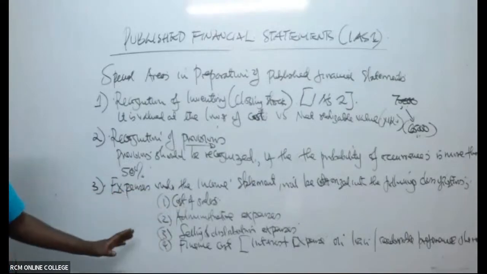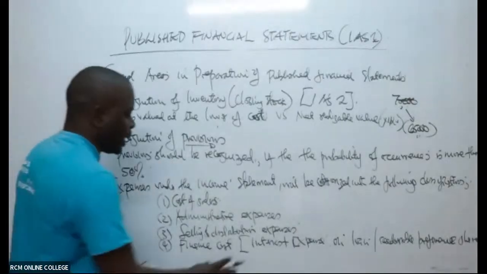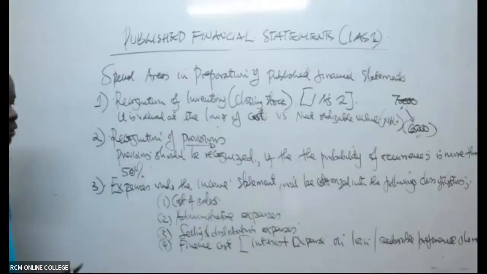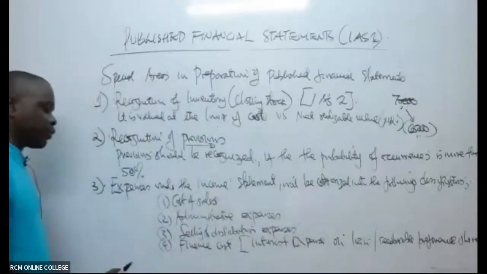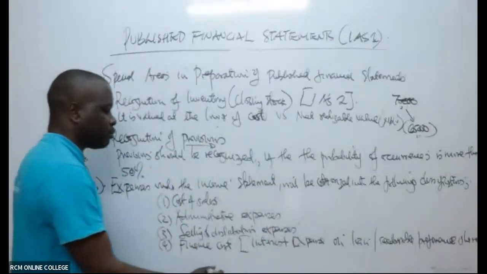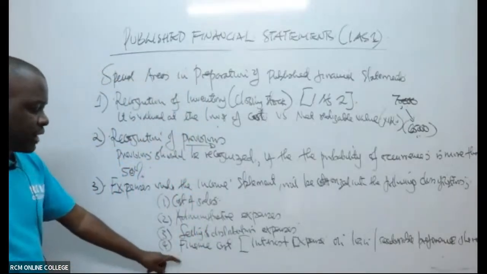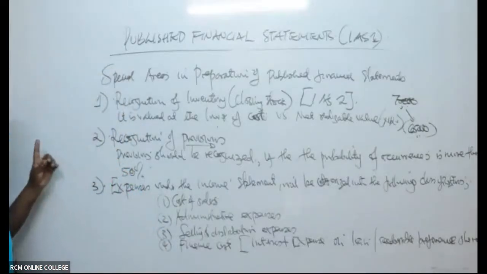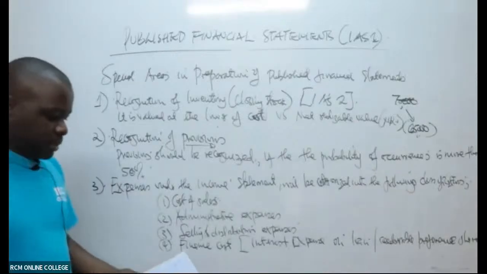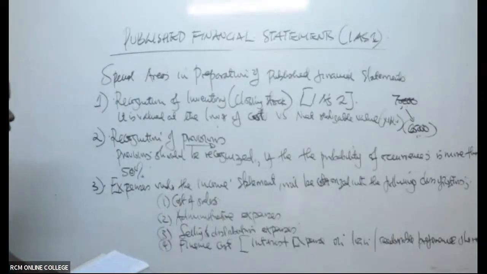So these are the key things to take note of: the figure for the cost of sales, you compute it separately, then include it as one figure in the income statement. Administrative expenses, you bunch them together as a separate working, then include them in the income statement. Selling and distribution expenses, you compute them separately as one figure. Finance costs, for example interest on loan, you compile together as finance cost when preparing the published comprehensive income statement. That is how you deal with these expenses.